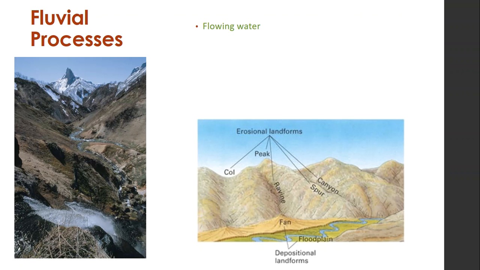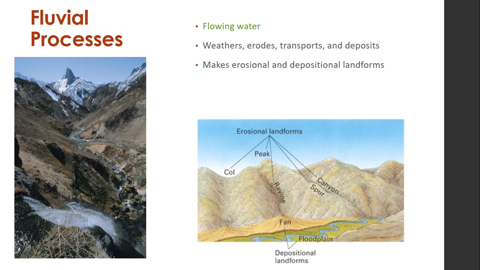So fluvial processes are basically flowing water. This flowing water weathers, erodes, transports, and deposits, right? So it weathers that rock, it removes it away, it transports it to someplace else, and it deposits it. If we look at this picture, it rained, water has flowed down. Here you can see the river, and then it's going to deposit it in these fans and floodplains. So we're going to talk about erosional landforms and depositional landforms that happen due to this flowing water. So again, it makes erosional and depositional landforms.